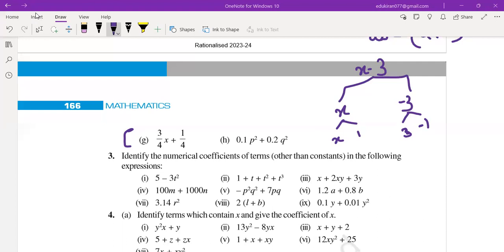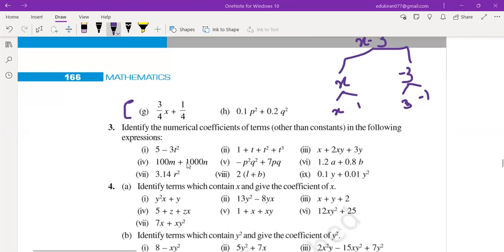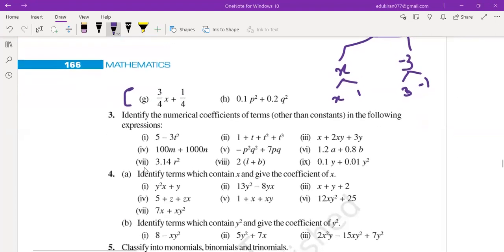Next, 0.1 p square plus 0.2 q square are the terms. Then 0.1, then p multiplied by p, and 0.2, q and q are the factors. Ma'am, we don't need to divide zero and one differently. No, we don't need to do that. Make them together, ma'am. Okay. Now do the third one and the fourth one quickly. Then we will move to that part where I will teach you the monomials and all that.